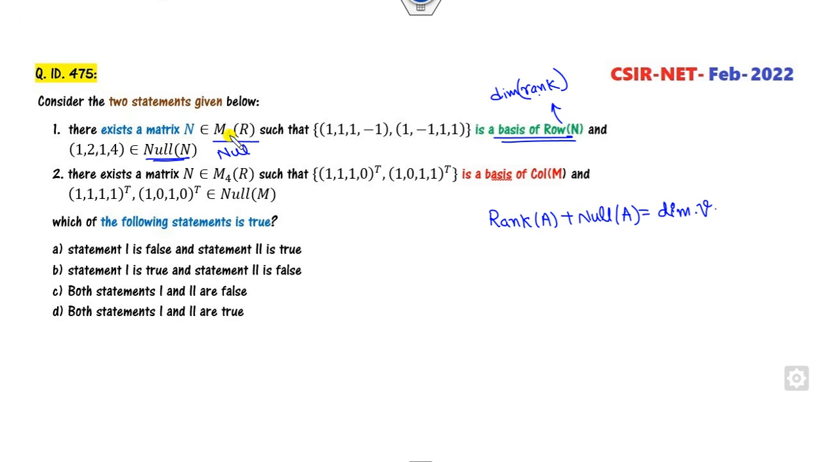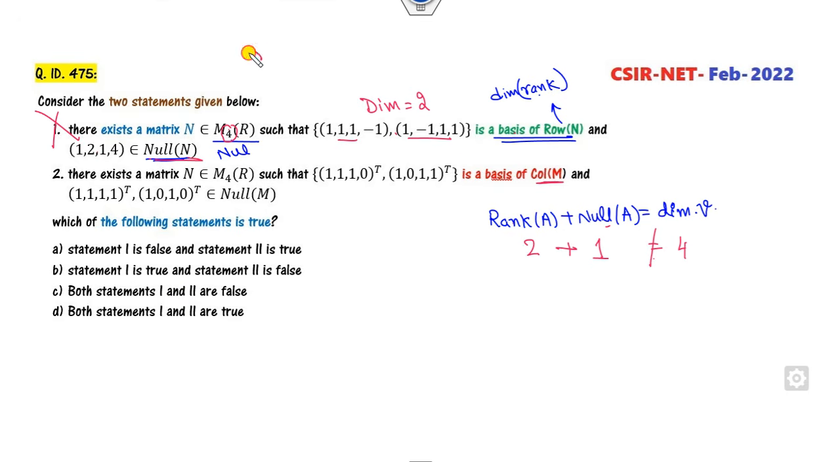So look at the first case. The dimension is 4. What is the rank? These are the bases, so what is the dimension of this? It's 2. Nullity is 1. Is it correct? No, it is not. So this option is cancelled.